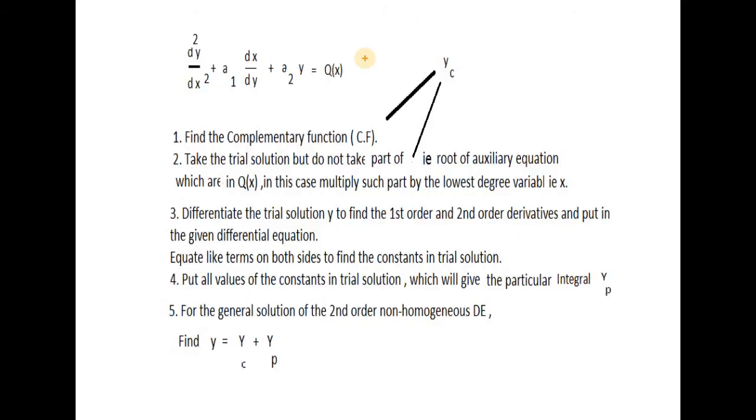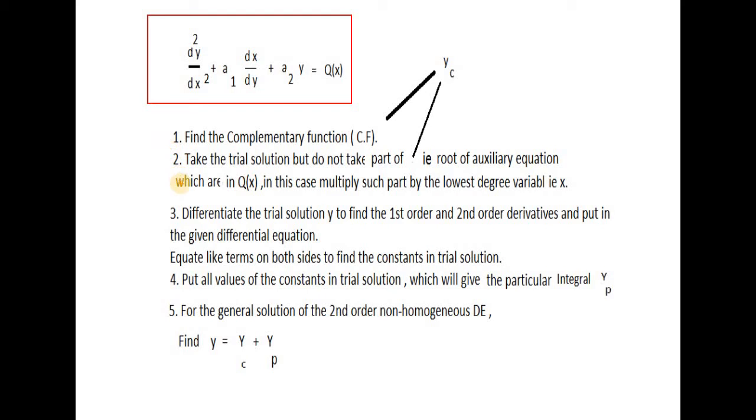On the screen we see the non-homogeneous linear differential equation with constant coefficient. This differential equation is of order 2. So for the solution, find the complementary function first. Take the trial solution, but do not take the part that is a root of the auxiliary equation, which is in q of x. In this case, multiply such part by the lowest degree variable x.